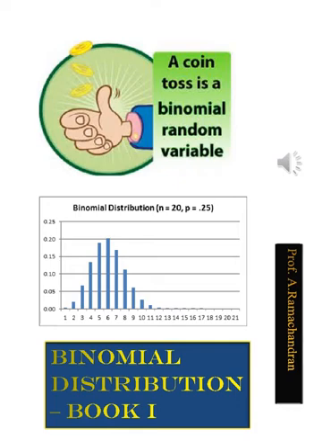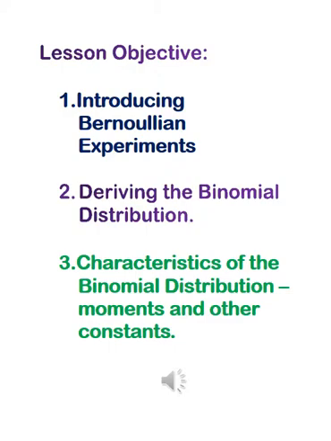Binomial Distribution, Book 1. By Professor A. Ramachandran. Lesson Objectives: 1. Introducing Bernoullian experiments. 2. Deriving the binomial distribution. 3. Characteristics of the binomial distribution, moments and other constants.